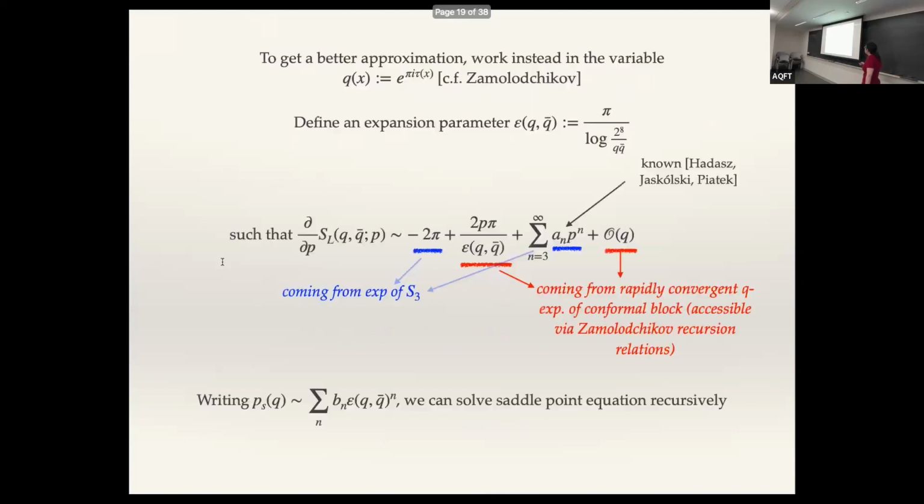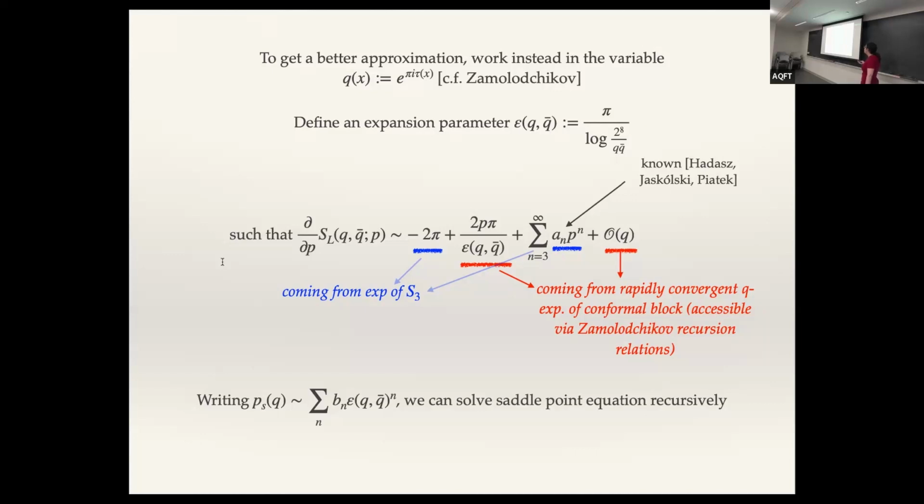In order to do that, we'll use a combination of techniques introduced originally by Zamolodchikov. The important idea from Zamolodchikov is that you should really work in a variable which he calls q, which is equal to the exponential of pi i times tau, where tau is a function of the cross ratio, a ratio of two elliptic integrals. As before, the cross ratio lives in the complex plane, tau lives in the upper half plane, and then q lives in the unit disk. So if we expand in q, you get an expansion for the classical conformal blocks which very rapidly converges in the interior of the unit disk.